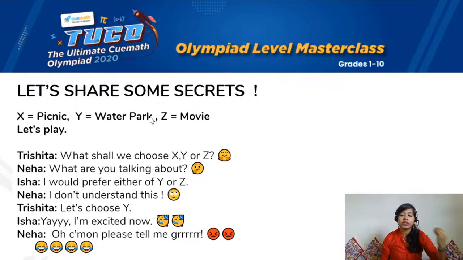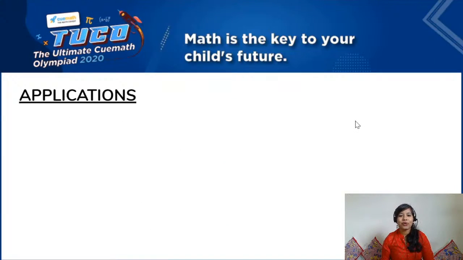But when it's reaching the receiver, they are retrieving it back. That is the decoding part. Now, picnic is the decoded form of X. Water park is the decoded form of Y. And movie is the decoded form of Z. With this, let's go ahead and check some applications of coding and decoding.